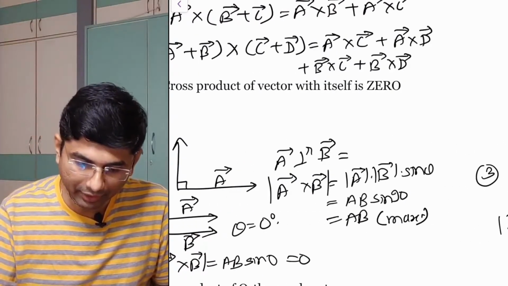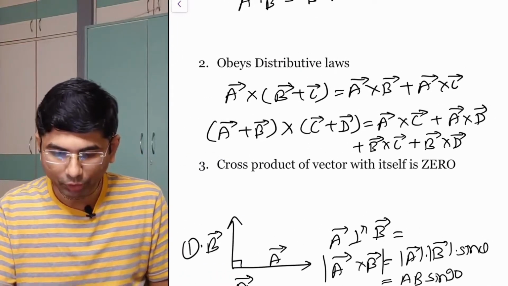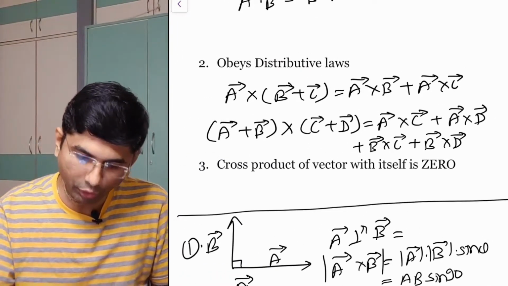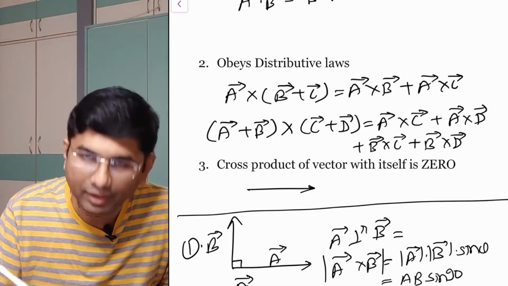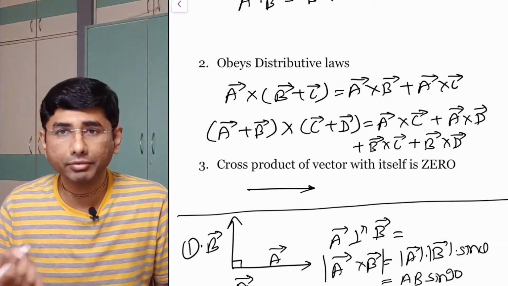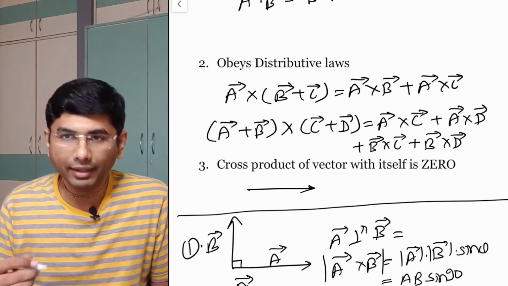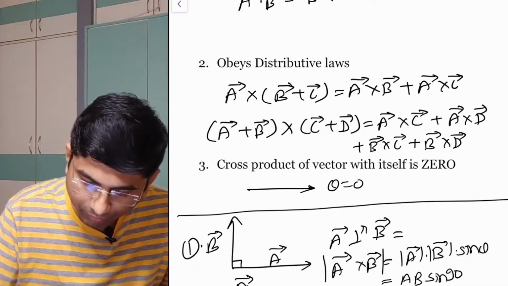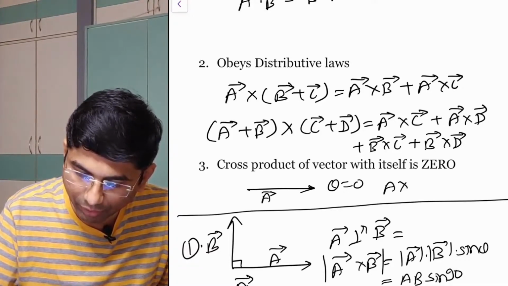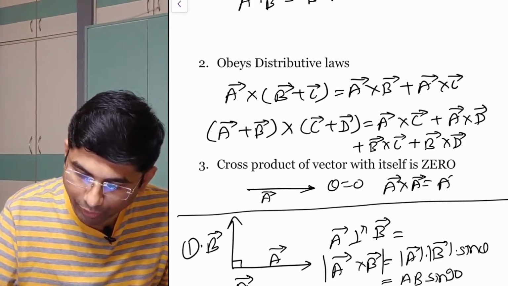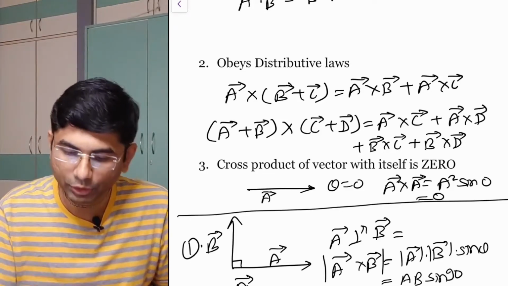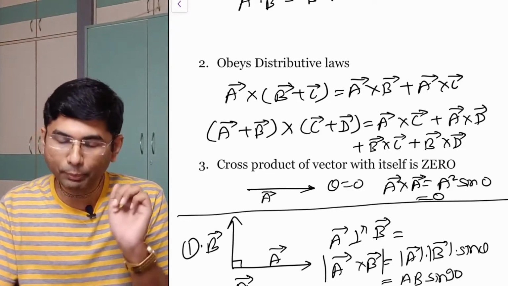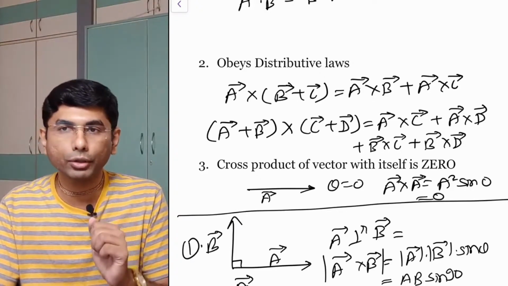Similarly, the cross product of a vector with itself is 0. Means we are having a vector and another vector which is the same vector, they are equal vectors, so the angle theta will be 0. A vector cross A vector is equal to A square into sine 0, that is equal to 0, because sine 0 is 0. This is a very important property which will be needed when we will be seeing orthogonal vectors.